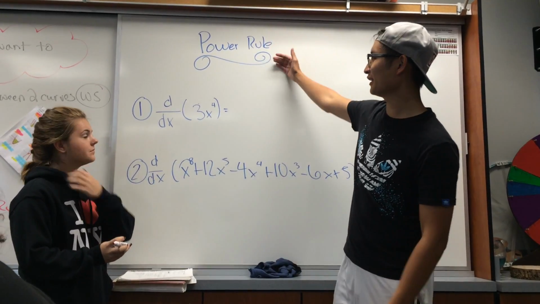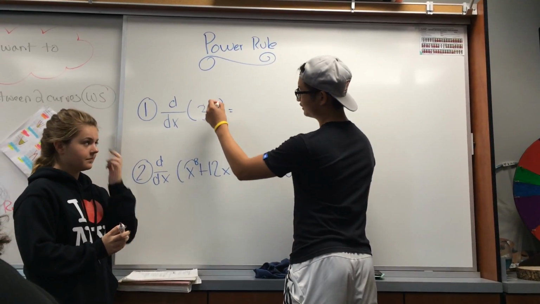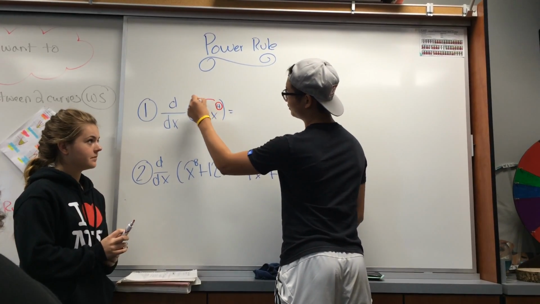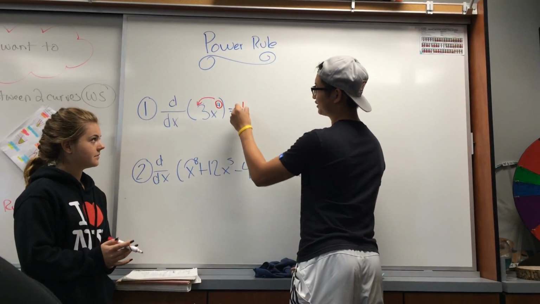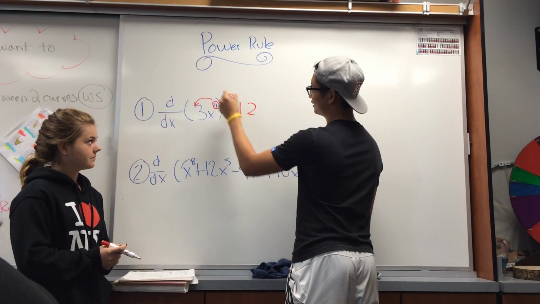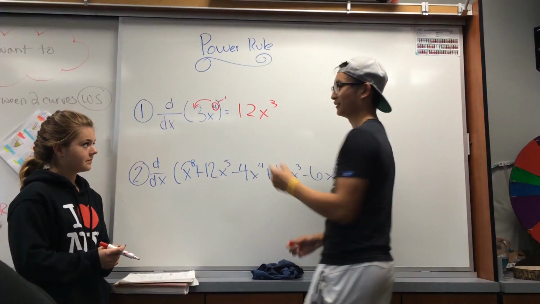Alright, this is the power rule, and this is real simple. Basically, you use the exponent, multiply by the number in front, so you get 12, and then subtract the exponent by 1. So you get x to the power of 3.